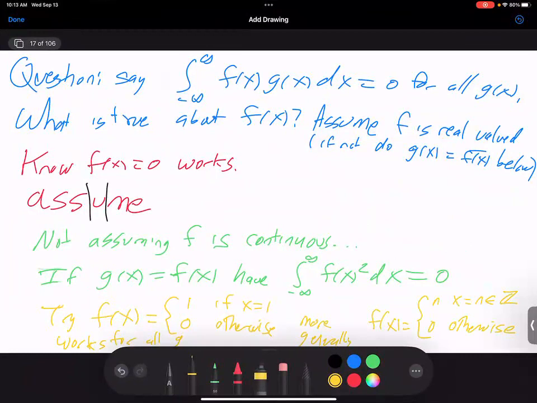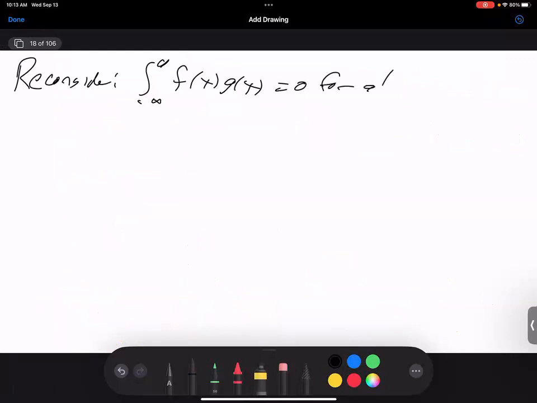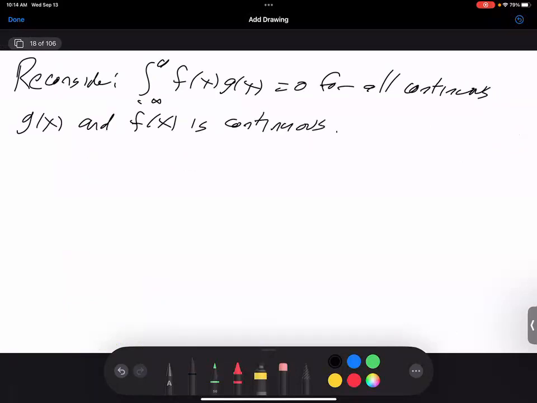So here's a function that will have infinitely many discontinuities, but the discontinuities are well separated. So the idea is to try to get a sense of what kind of conditions you need. As a nice exercise, let's reconsider: you go from -infinity to infinity, f of x, g of x equals 0 for all continuous g of x, and f of x is continuous. Anybody want to make a conjecture?